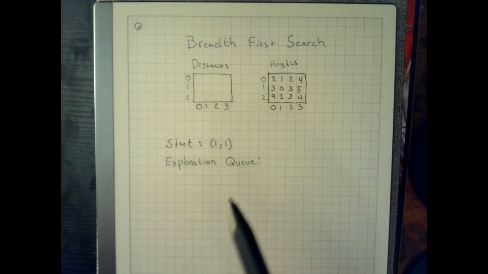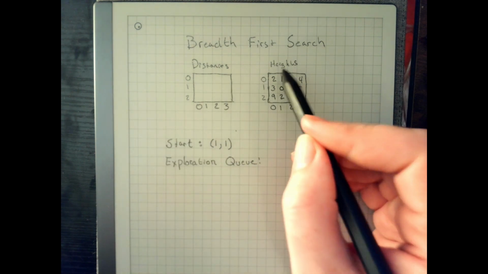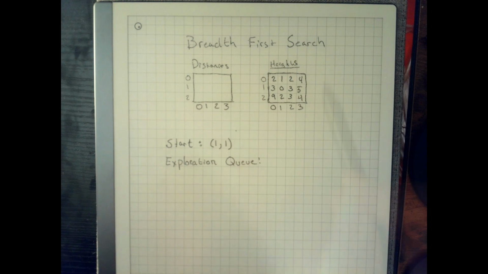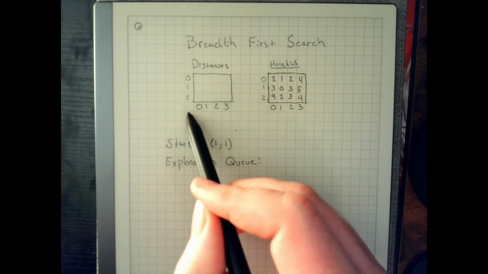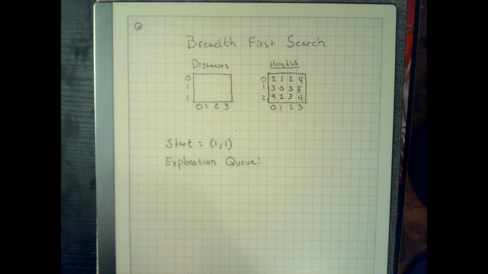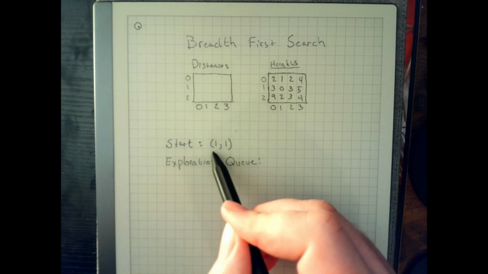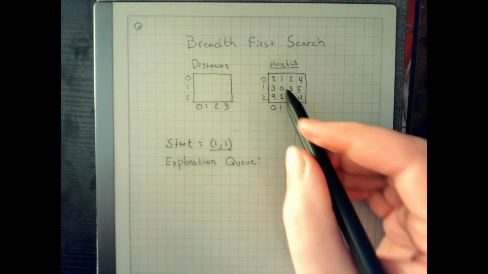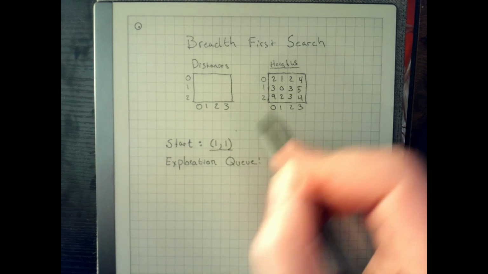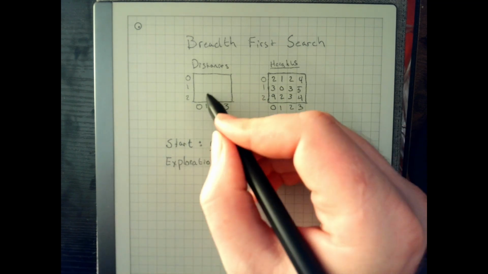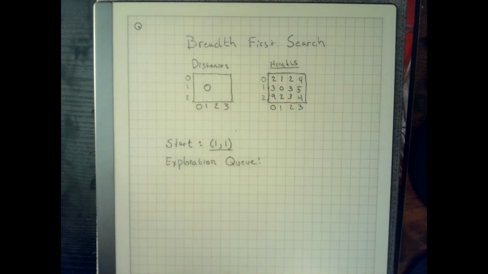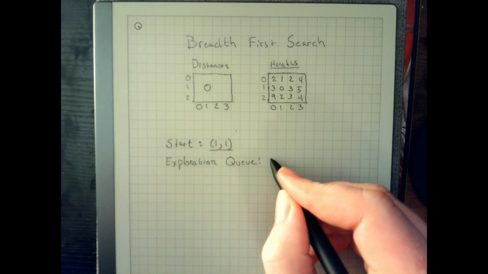Right here, I have defined 2 arrays. One array is the heights of an example map that we might explore. And the other is going to be the distances to each one of those positions. I've specified that I'm going to start my search at position 1,1, which is right here. And because I'm starting there, I'm going to mark that it takes 0 steps to get to the start position. Next, we are going to add that start position to our exploration queue.